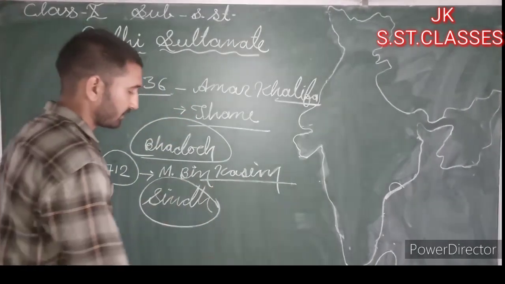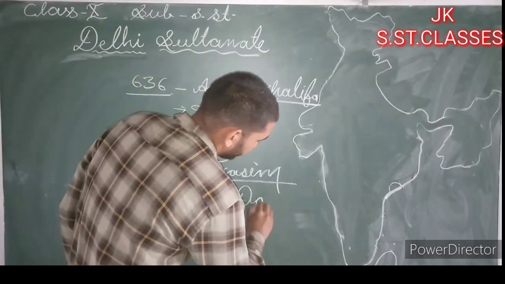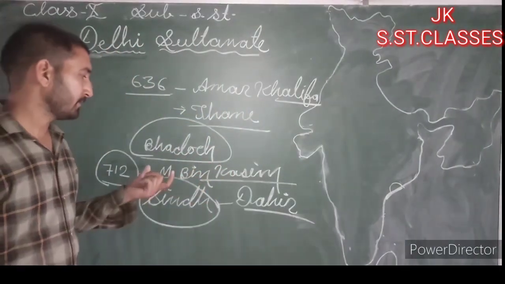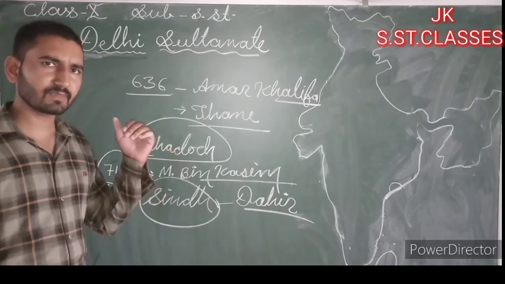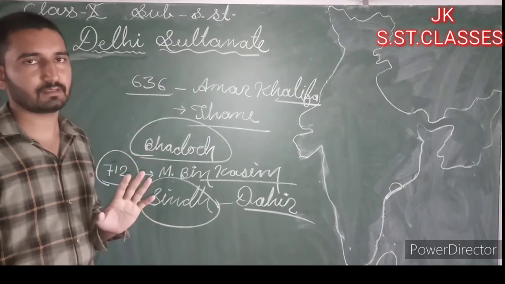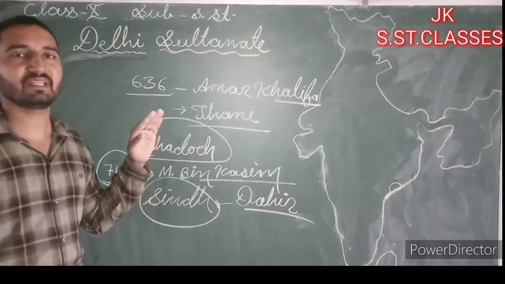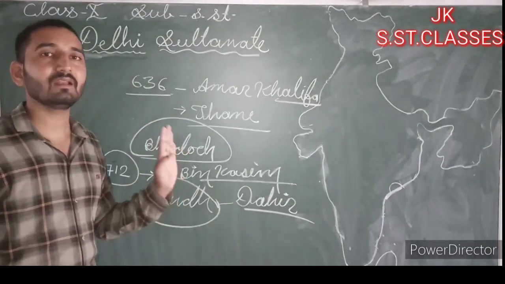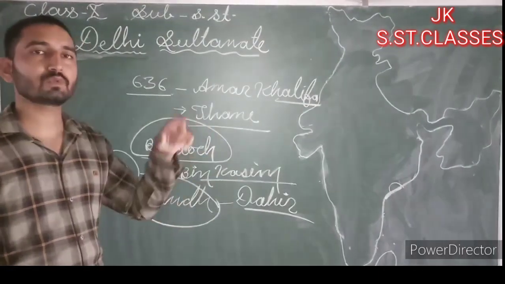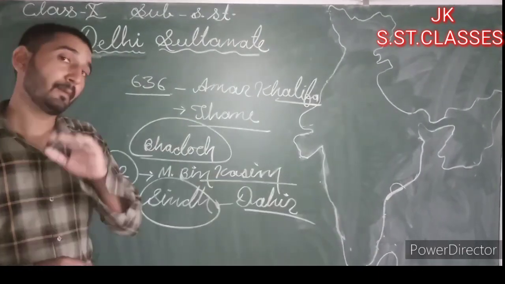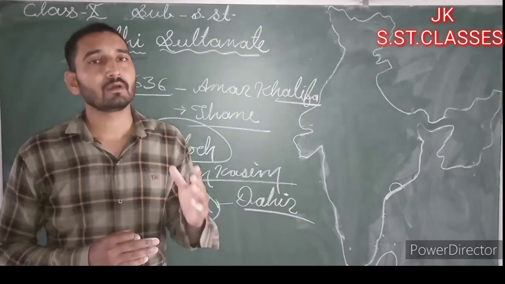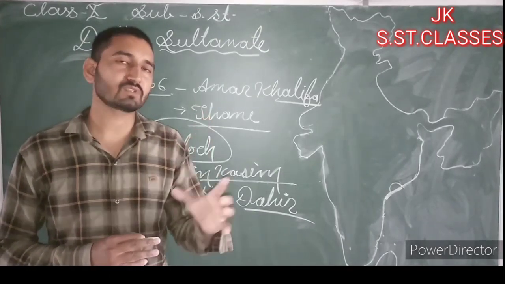In this invasion, the ruler of Sindh, Dahir, a Hindu ruler, bravely faced Muhammad bin Qasim. But suddenly, one arrow struck his neck, and in this way he died. Due to the stroke of the arrow, Dahir died, and in this way the region of Sindh finally fell into the hands of Arabians. Okay, but the victory of Sindh was not a means for the establishment of Muslim rule over India.